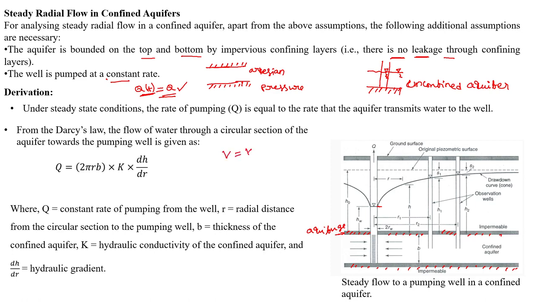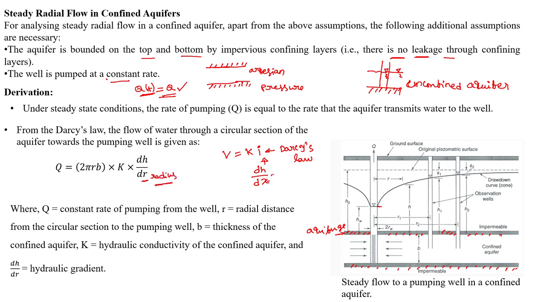As we know, from Darcy's law, V equals K times i. What is i here? It is the hydraulic gradient, which is nothing but dh by dx. But in this case, we are talking in terms of radius.